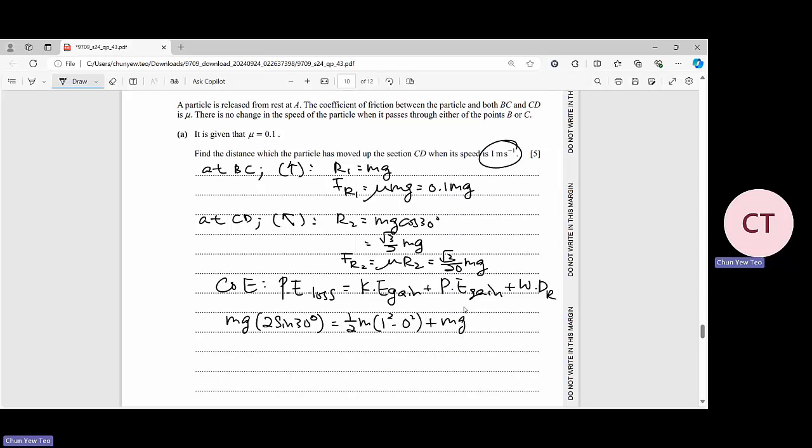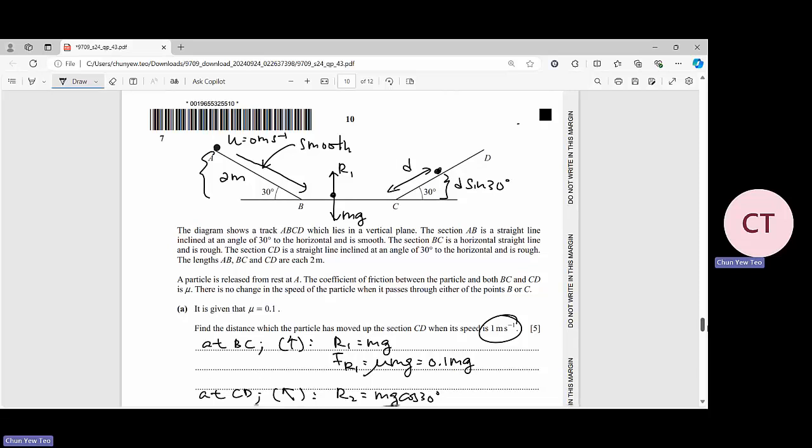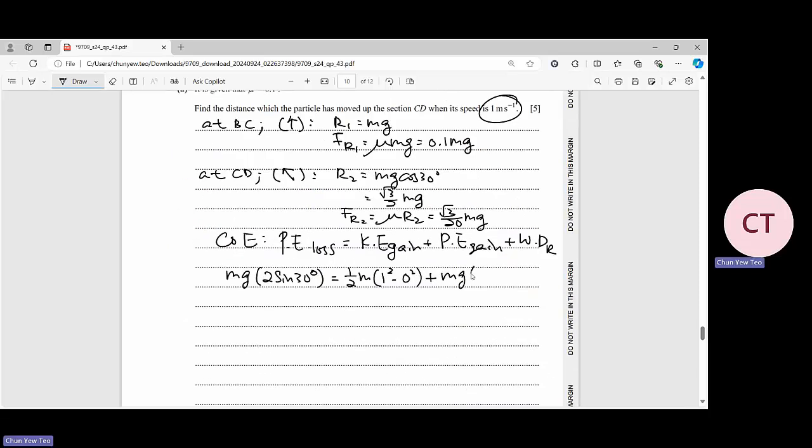H, this H is a distance. I mentioned this distance is d, so the height of it is d sin 30 degrees, d by 30. Plus the work done by the resistance, FR1 multiplied by d plus FR2 multiplied by d.